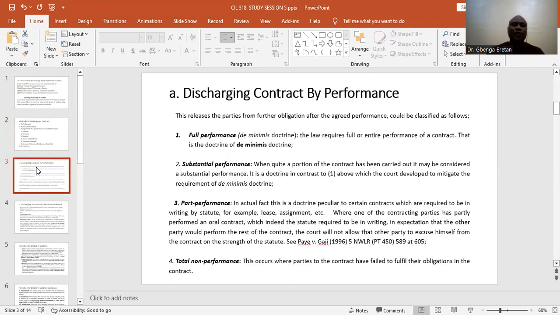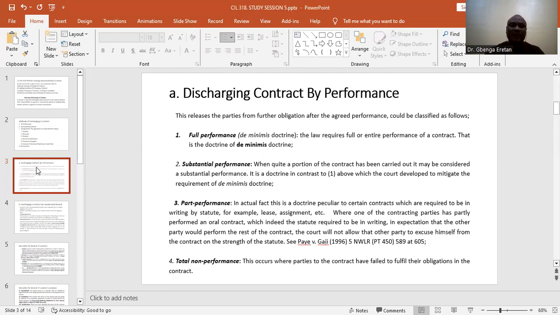We now move on to look at them. We have said earlier that there are 4 ways by which a contract could be discharged: by performance, by fundamental breach, by agreement, and by frustration. Now we want to take the first one, discharging a contract by performance. When the parties in a contract perform the responsibility assigned to each of them as contained in the contracting document, that contract is said to have been discharged by performance.